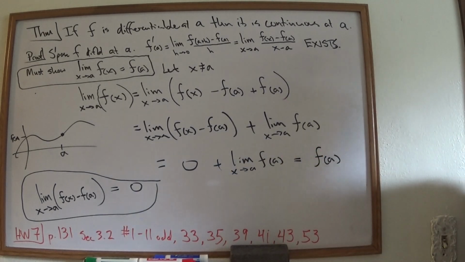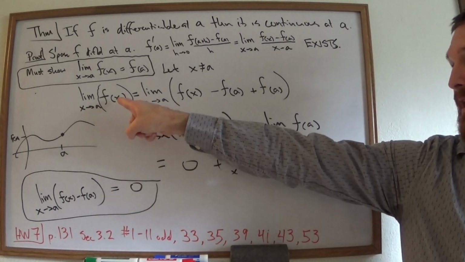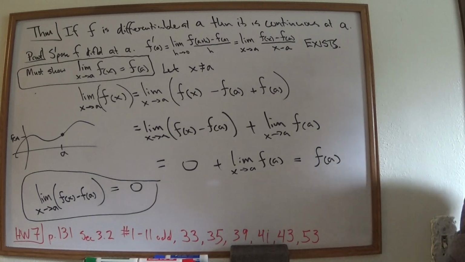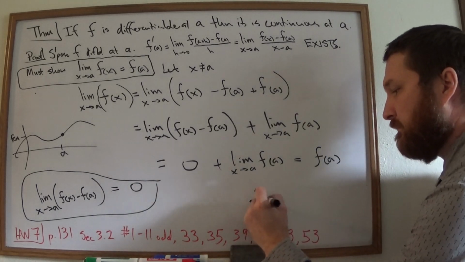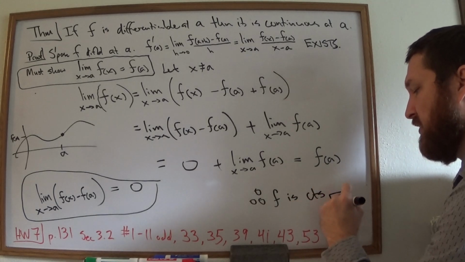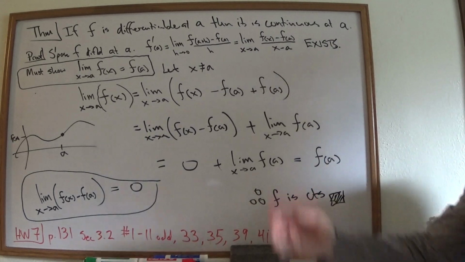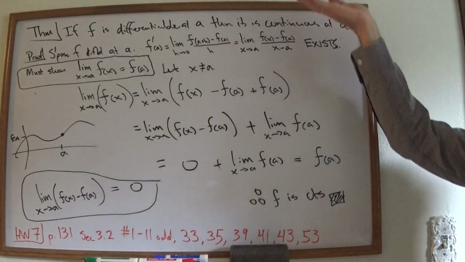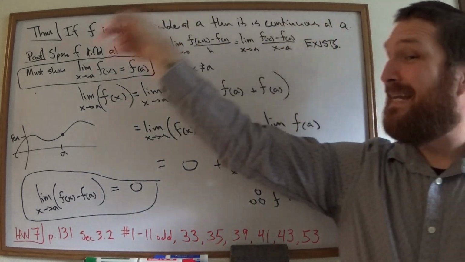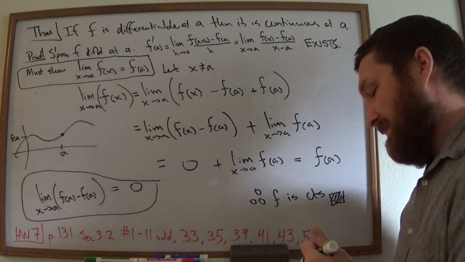And that's what we wanted to show. The limit as x goes to a of f of x equals f of a, and therefore it is continuous. Therefore, f is continuous. So again, if differentiable, then continuous, but the reverse does not work. If continuous, not necessarily differentiable.